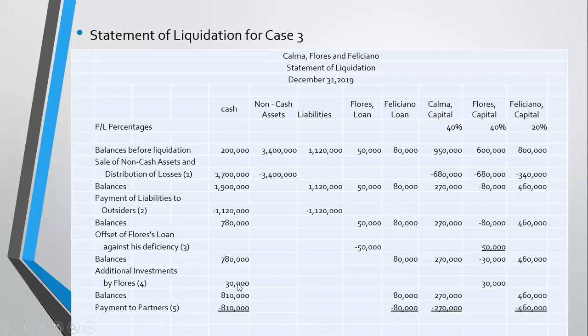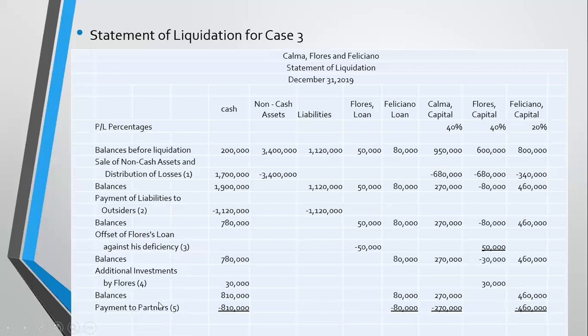So as far as the entries, as you can see, we have an additional entry: 1, 2, 3, 4, 5. What added to it is the additional investment. The sale is the same. The sale of non-cash assets and distribution of loss or gain never disappears. Payment always follows. And then, the offset, if there is a loan, we just exercise it. But if there is none, we cannot exercise it.